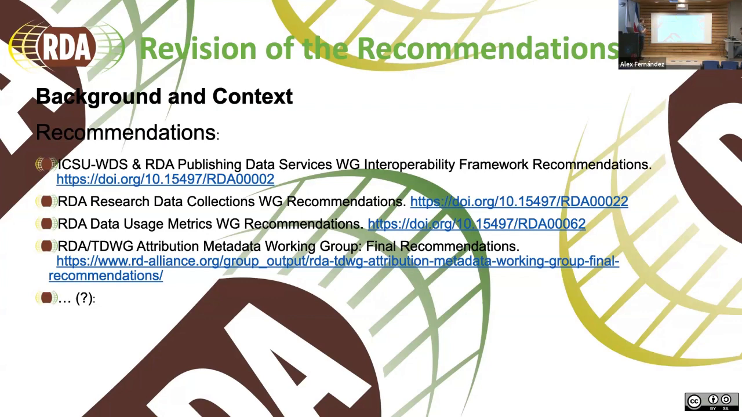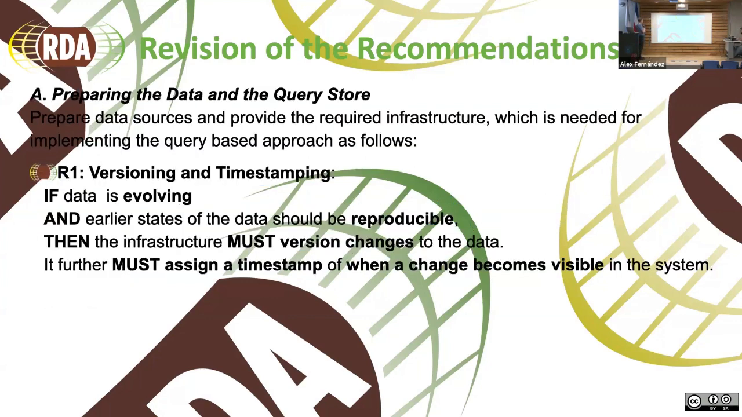Good. Next slide, please. So now we go into the recommendations. And the one thing that you will notice is the phrasing, and also the capitalization, is the same as in the recommendations. Versioning and timestamping, recommendation 1. If data is evolving and earlier states of the data should be reproducible, then the infrastructure must version changes to the data. And it must assign a timestamp of when a change becomes visible in the system.